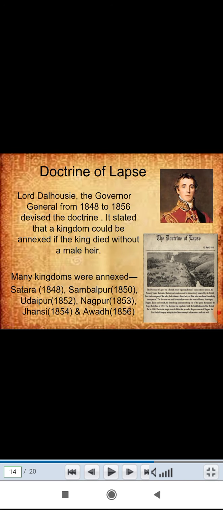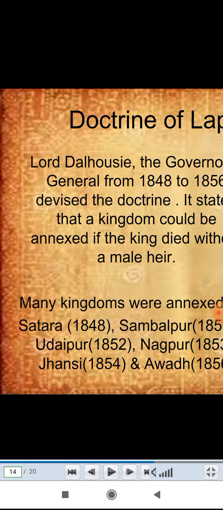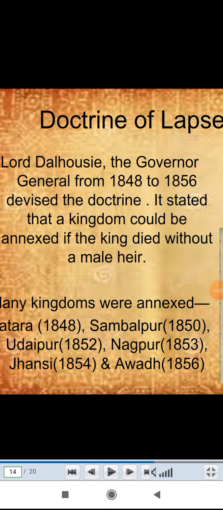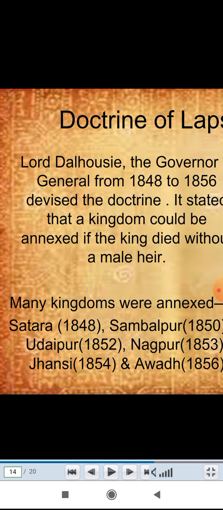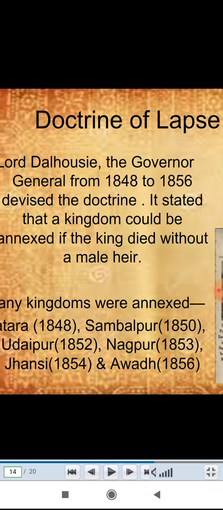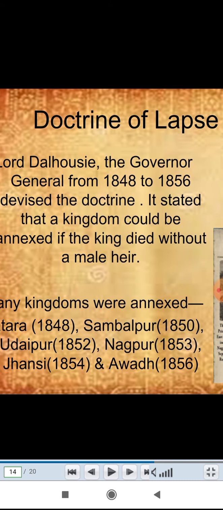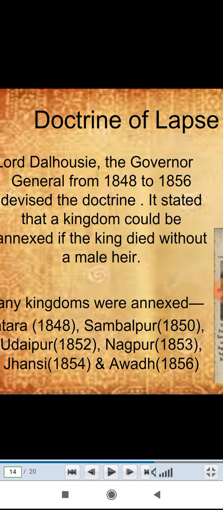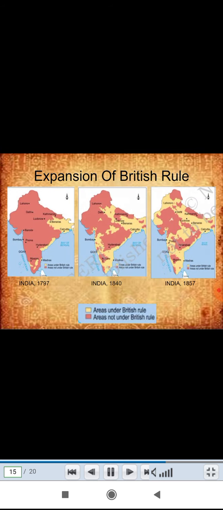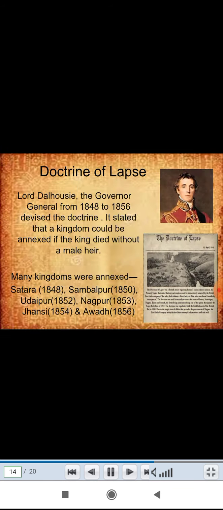Now let us see Doctrine of Lapse. It was started by Lord Dalhousie, who was in India from 1848 to 1856. It stated that a kingdom could be annexed if the king died without a male heir. It means if a king is dying without leaving his natural son behind, that state will be taken over by the Britishers, children. It is simple as that, right?